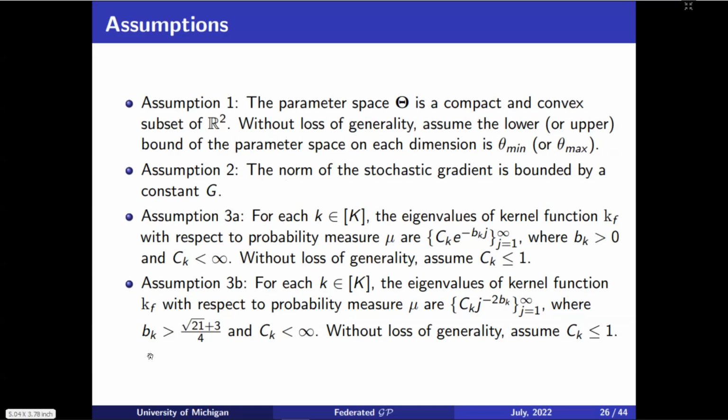Now, let me also present some assumptions on the kernel structure of the Gaussian process. Assumption 3A says that the eigenvalues of the kernel function K are exponentially decreasing. This assumption is usually satisfied by smooth kernels such as the RBF kernel. Another assumption, 3B, says that the eigenvalues of the kernel function K decay in a polynomial fashion. This assumption is usually satisfied by kernels such as the Matern kernel, which is not smooth.